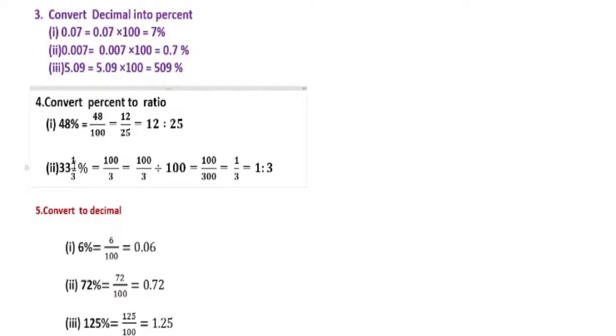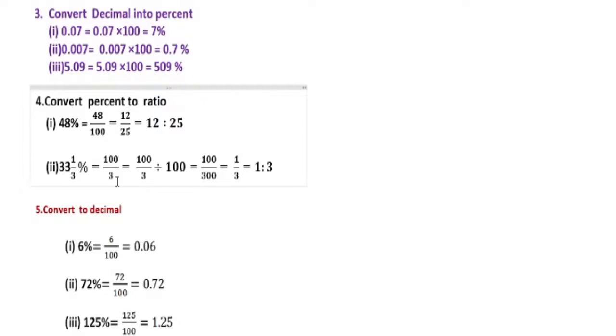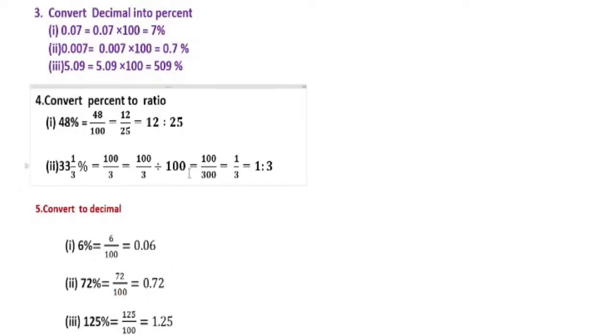Second one, 33 1/3%. Here it is a mixed fraction. So first you convert this mixed fraction into an improper fraction. So 33 1/3 is 33 into 3 plus 1, that is 100/3. Now for converting this percent to ratio, we have to divide it by 100, that is 100/3 divided by 100, that is equal to 100/300. You will get 1/3. Now 1 by 3 you can write as 1:3. So in ratio it is 1:3.